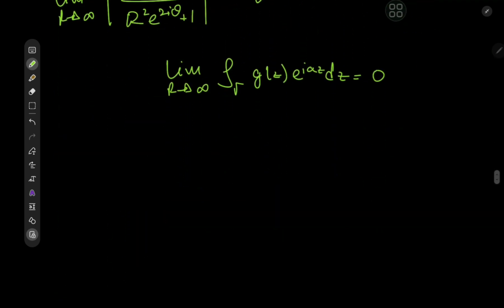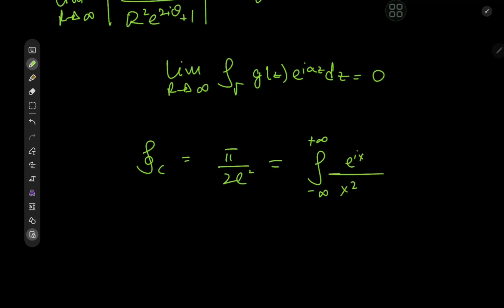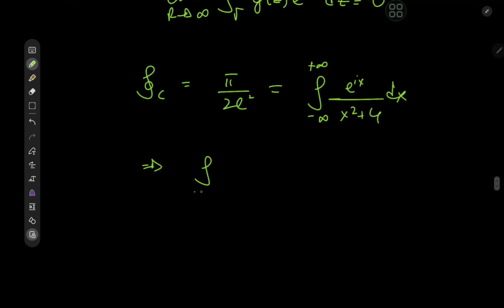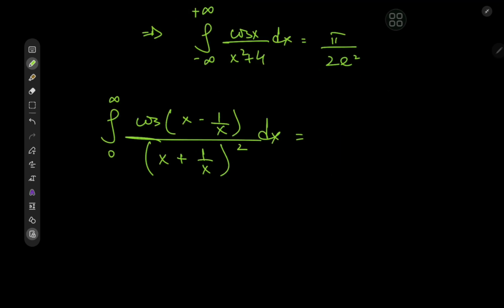We have the integral over the closed contour c, which equaled pi squared by 2e squared. No, wait, it was pi divided by 2e squared. Terribly sorry about that. This thing equals the integral from negative to positive infinity of e to the ix divided by x squared plus 4 dx, and taking the real part implies that the integral from negative to positive infinity of cosine x divided by x squared plus 4 dx equals pi divided by 2e squared. Now the target integral was 1/2 the integral above, so we have pi divided by 4e squared.